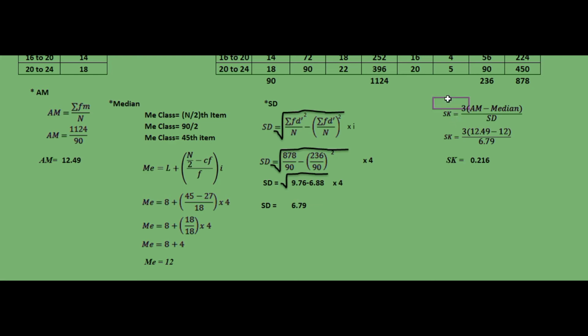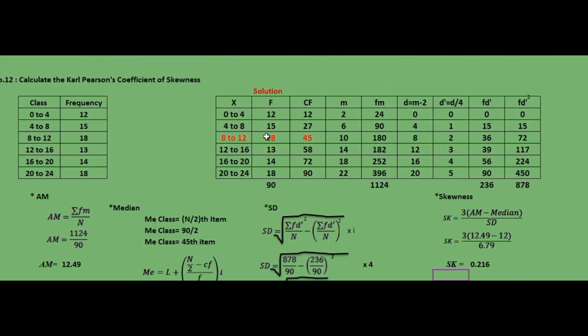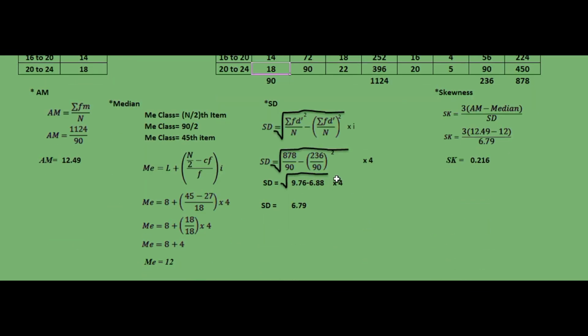Now we need to go for skewness. What is skewness? So you need to apply skewness now. Skewness equal to 3 into mean minus median. Why is this formula used? Instead of mean minus mode by standard deviation, because the mode is not possible, because 18 is there 2 times, the mode is ill defined. So this formula is used: 3 into mean minus median by standard deviation.